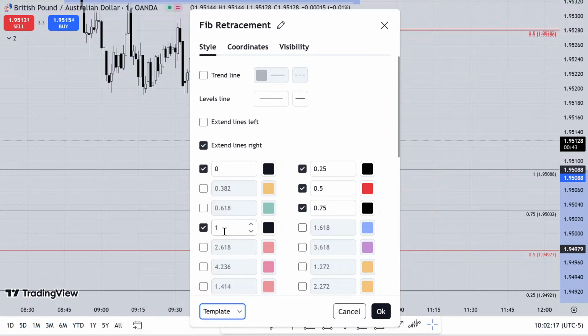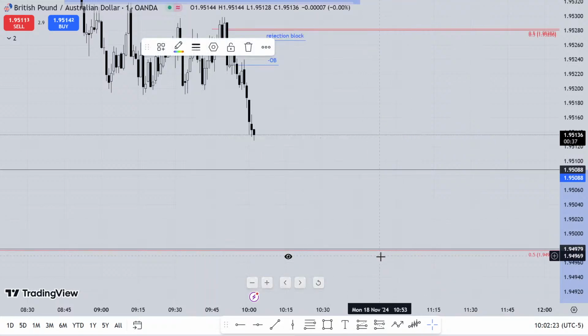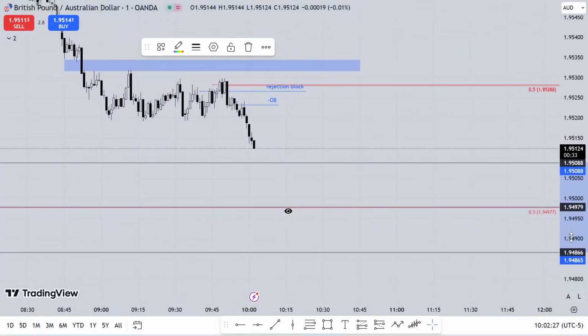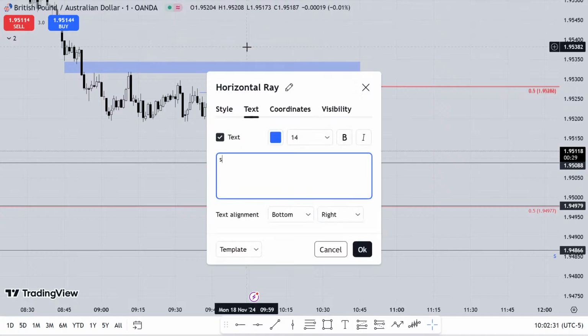The equilibrium of two liquidity pools is true fair value. This is why we're indicating this 0.5 level. That is why it is our joint liquidity. Price can come for the sell side liquidity, but we do not need price to come for the sell side liquidity to be profitable.